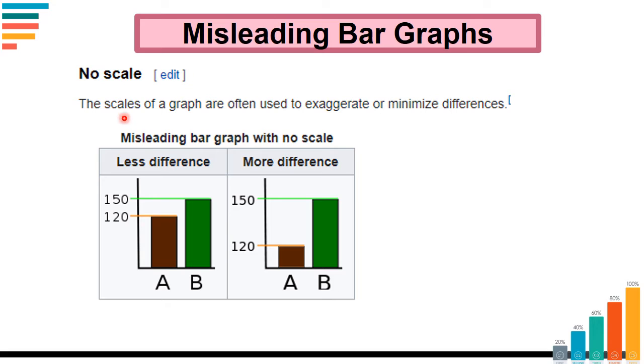Of course, bar graphs are very misleading when there is no scale. So we have 120 and 50, there are less difference, but if we put here 120 and 150, there are more difference. So it is very recommended that there should be a scale here along the y-axis.